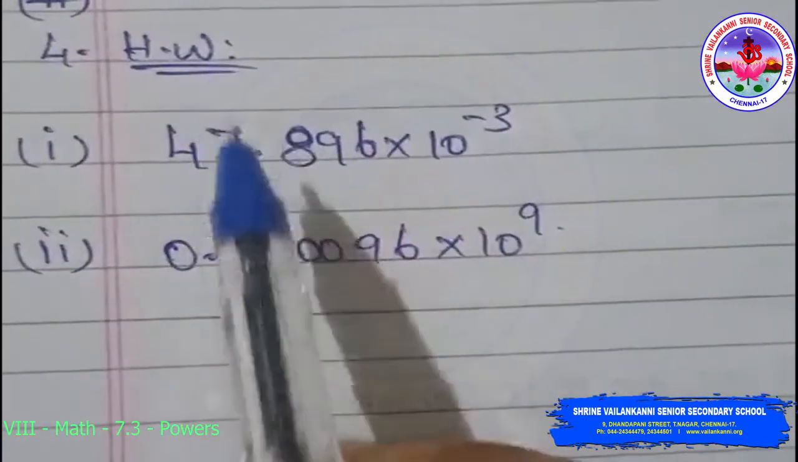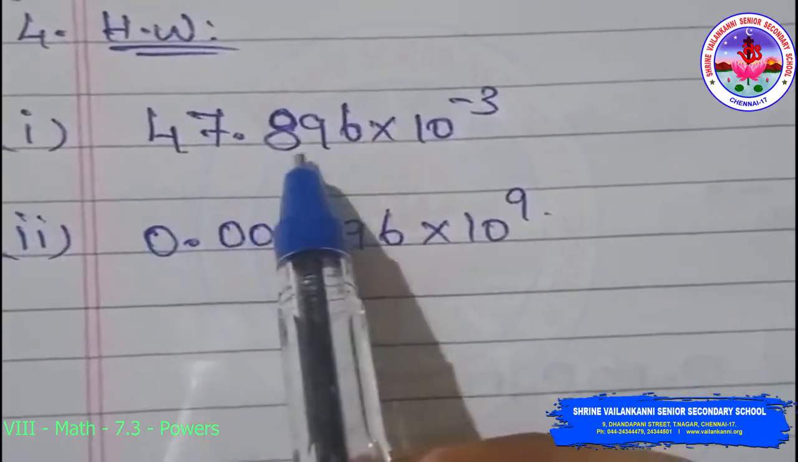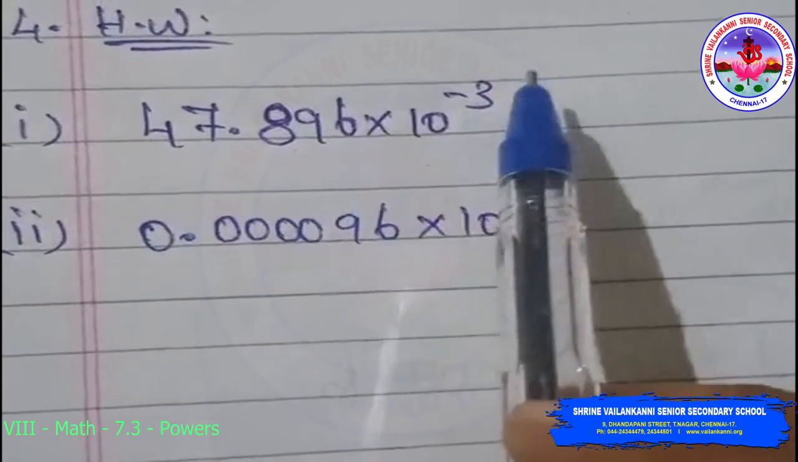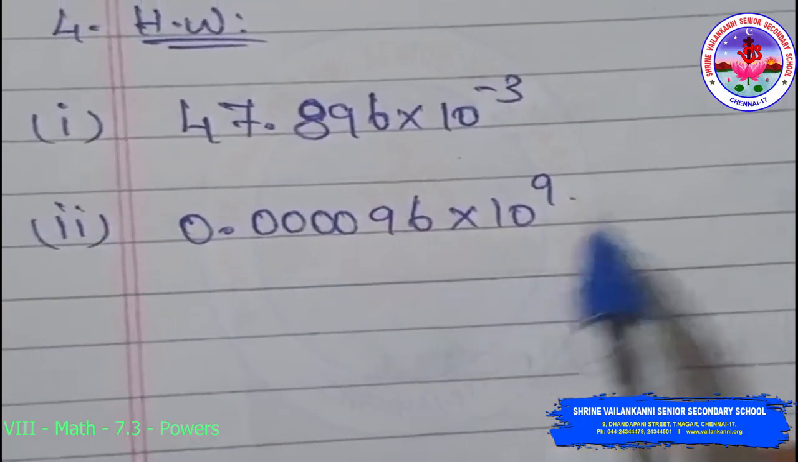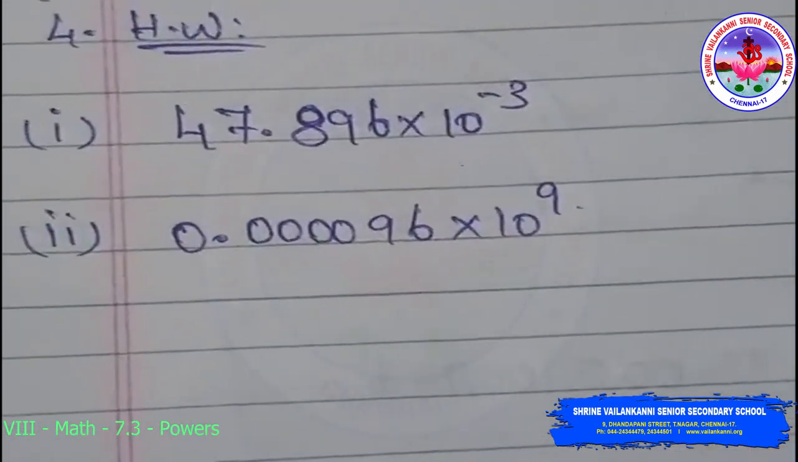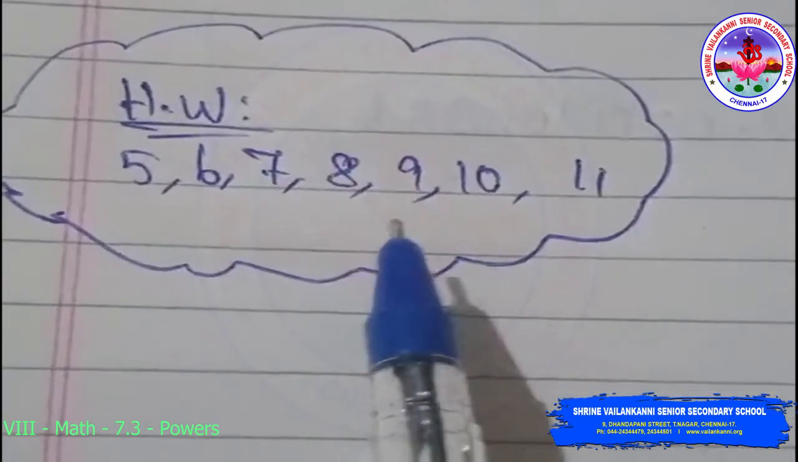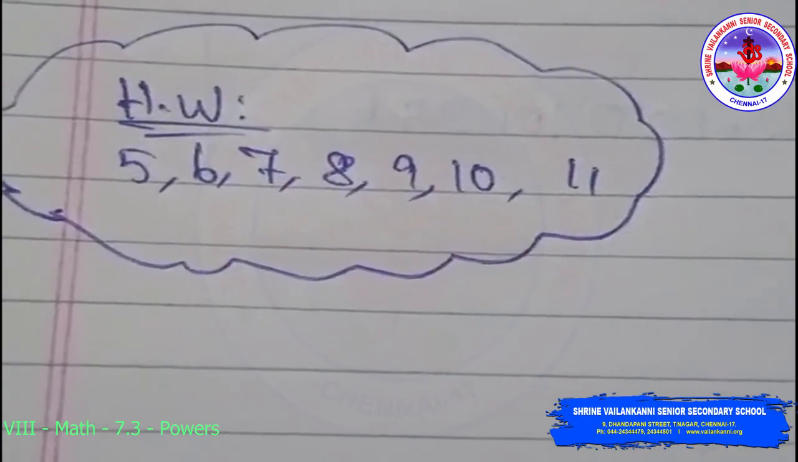Fourth question, homework sum. First one: 47.896 times 10 to the power of negative 3. Second one: 0.000096 times 10 to the power of positive 9. Fifth question, 6, 7, 8, 9 and 10. These are the homework sums.